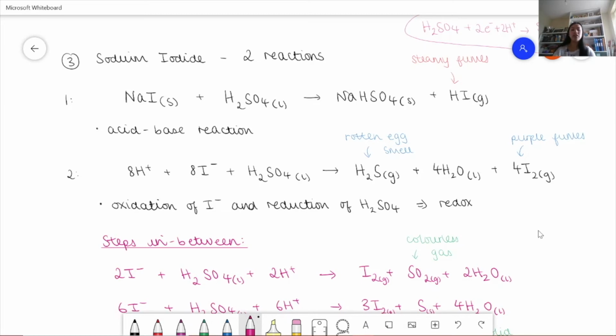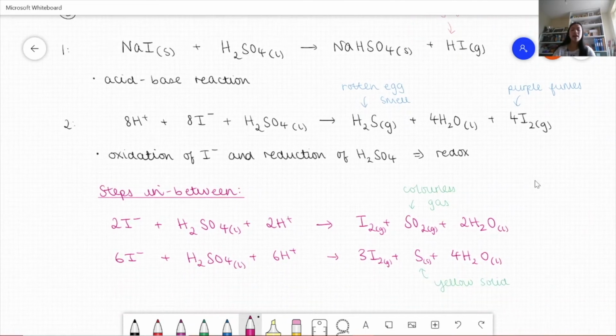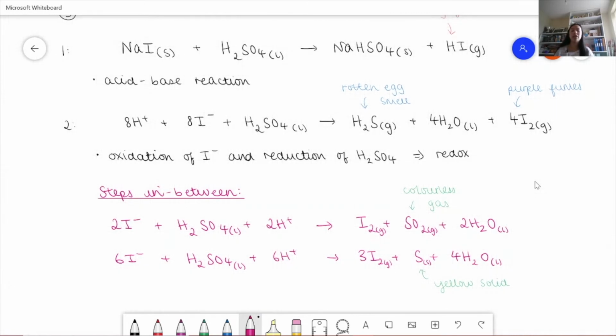And then because the iodide ion is so good at reducing, it reduces the sulphuric acid further. And so first what happens is that, so we're looking at the steps in between. So we have 2 iodide ions reducing sulphuric acid. And first of all, we obtain some iodine, sulfur dioxide and water. So again, we get sulfur dioxide, which is a colourless gas.